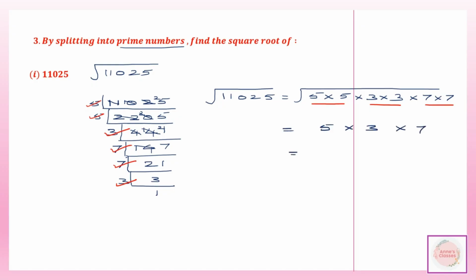We're going to multiply all these. So let's multiply. 5 threes are 15. 15 into 7 is 105. So let's write that here. That means we have found the square root of 1125 and that is 105. So this is our answer. Now you can check this answer and see if this is correct. How can you do that? You multiply this twice. 105 into 105. You should get this answer. Then you know that this is correct.